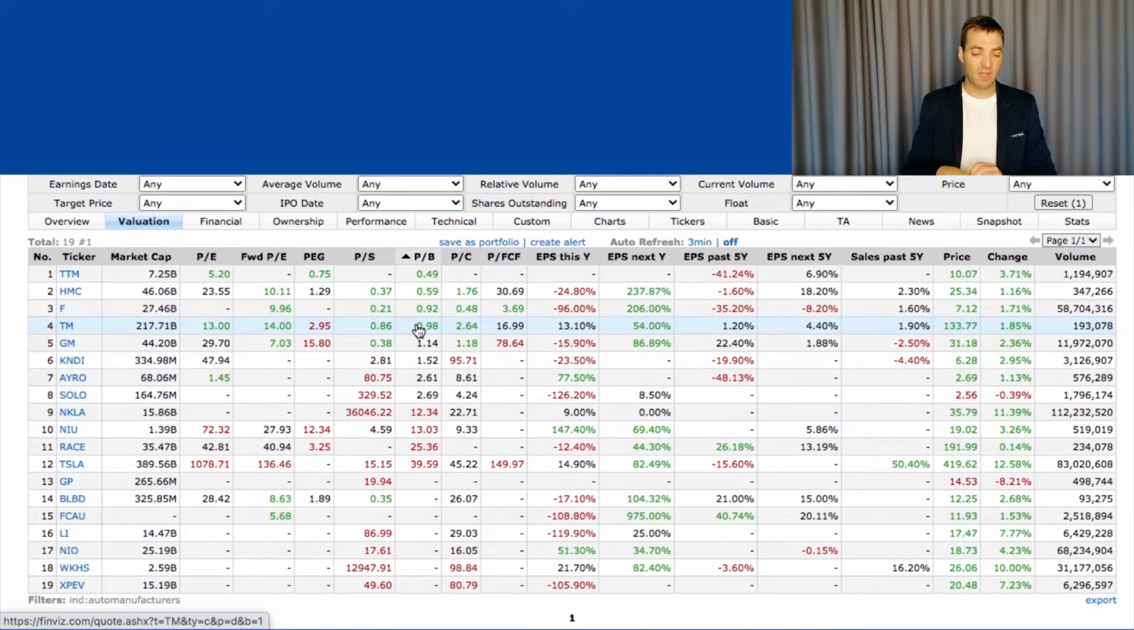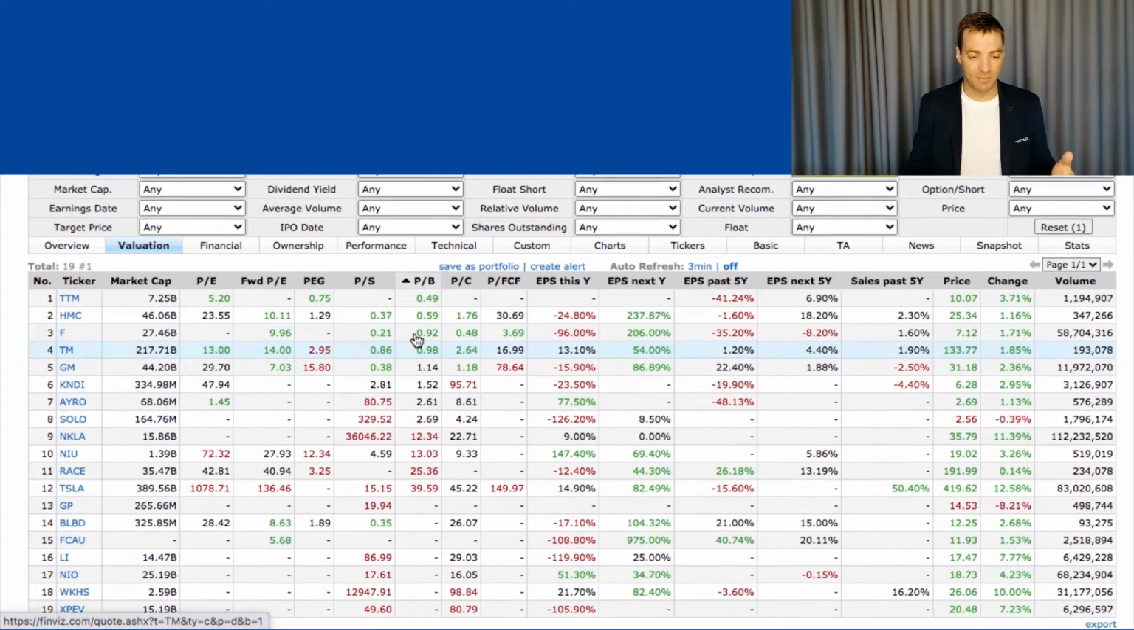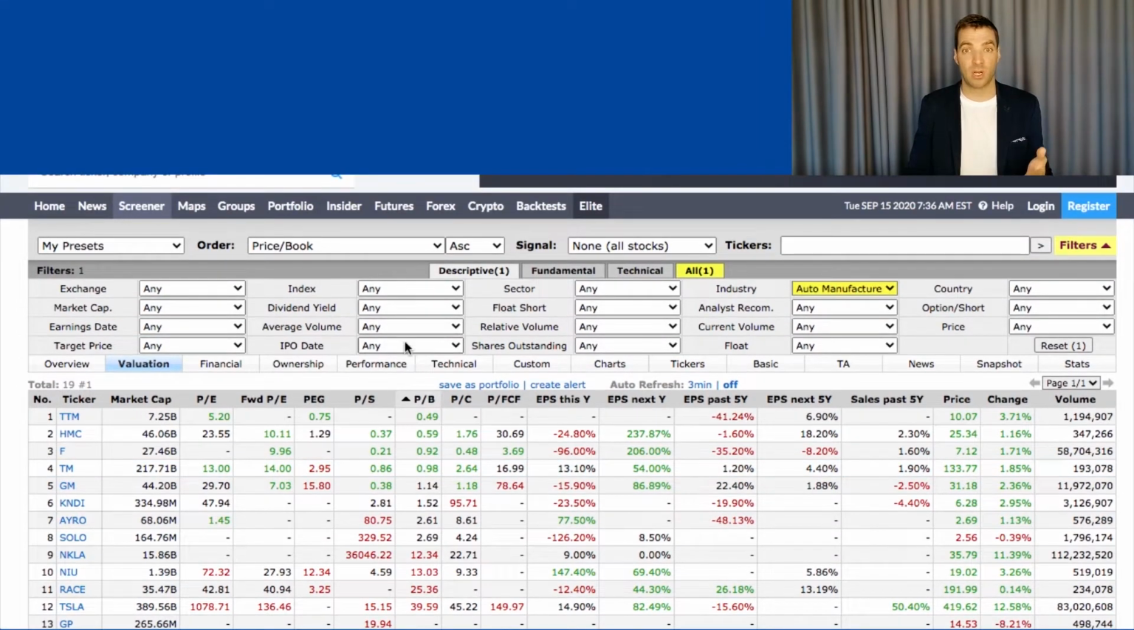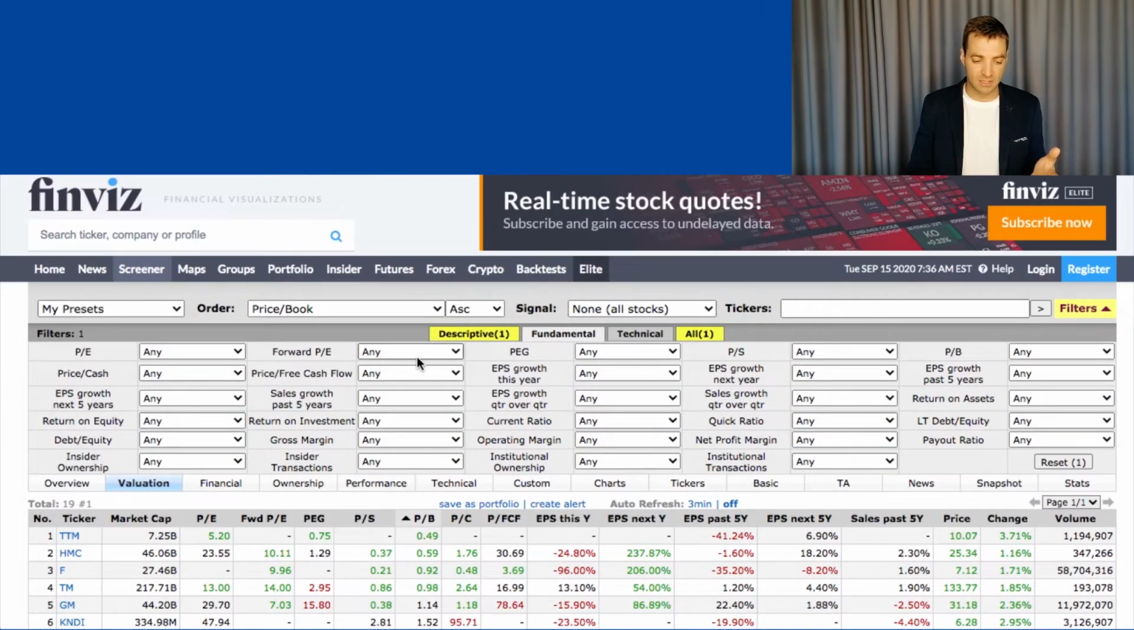So they're probably looking at the best deals right now in terms of comparing it to the other auto manufacturers. But that definitely doesn't mean I want to invest in any of these companies, because there's so many other metrics that I want to look at. For example, let's go to the fundamentals now.